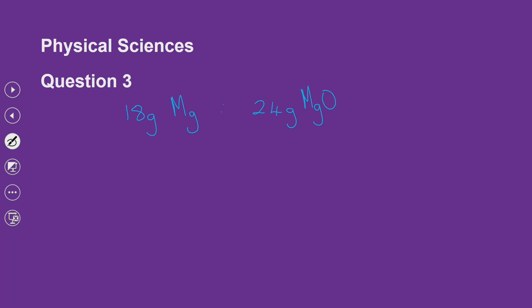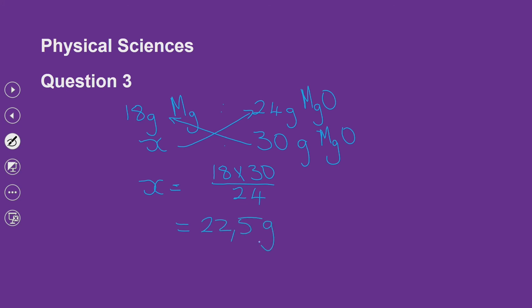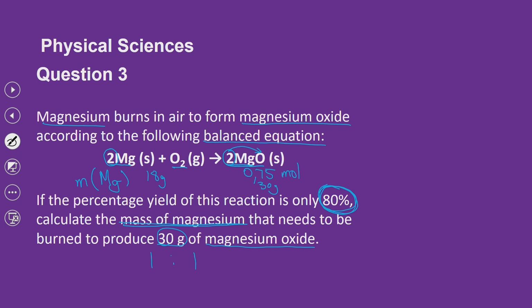And so this is not what we want. We want to know how many grams, let's call it X, of magnesium will form those 30 grams of magnesium oxide. We can just cross multiply and we will see that X, which is the mass of magnesium needed to produce the 30, is 18 multiplied by 30, divided by 24. Therefore, 22.5 grams of magnesium will produce our 80% of magnesium oxide.